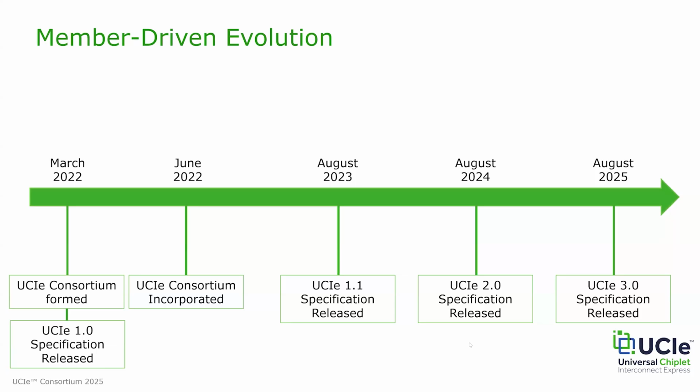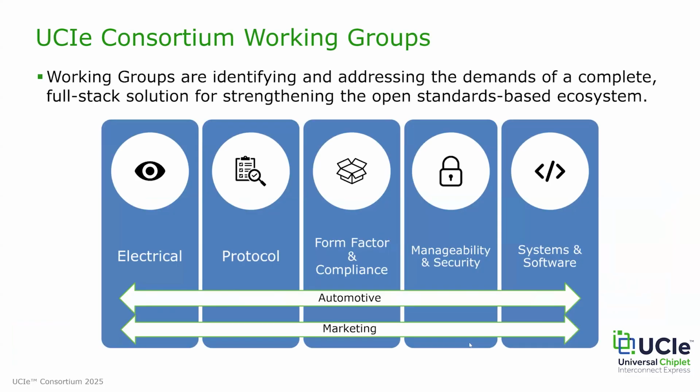The 1.1 specification was in August of 2023. It had effectively enhancements for the automotive segment and some enhancements for compliance testing. UCIe 2.0 was released last year. We'll talk about that. And UCIe 3.0, which we are going to talk about in a lot of detail, was released less than a couple of months back. So we'll talk about that in a lot more detail.